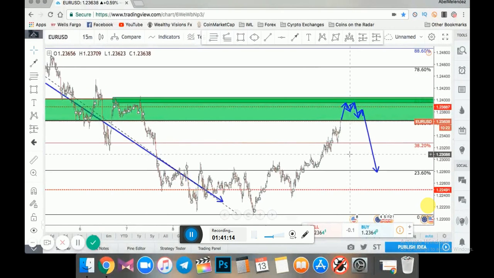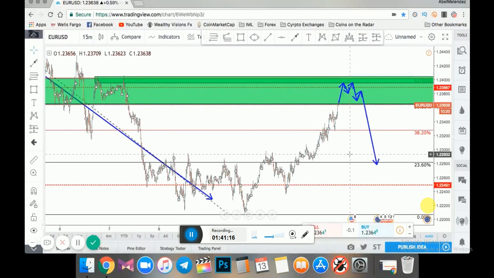analyzing charts for an hour or two, just looking for the setups, not even an hour or two.